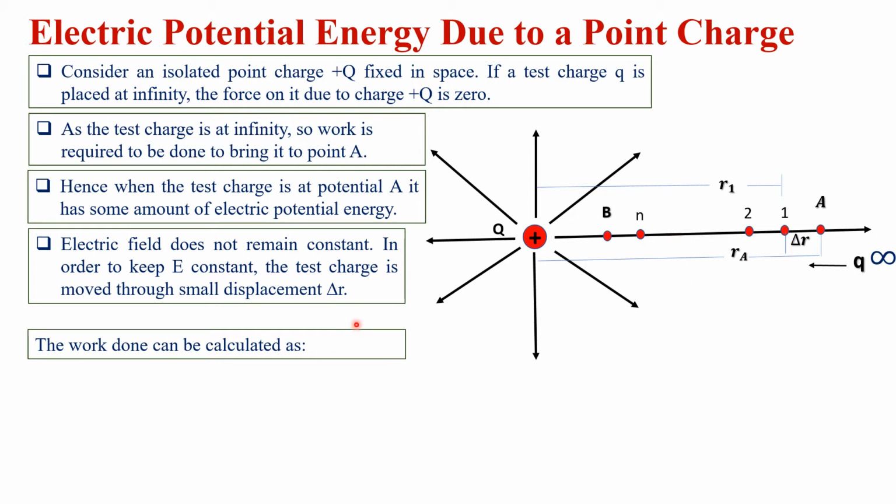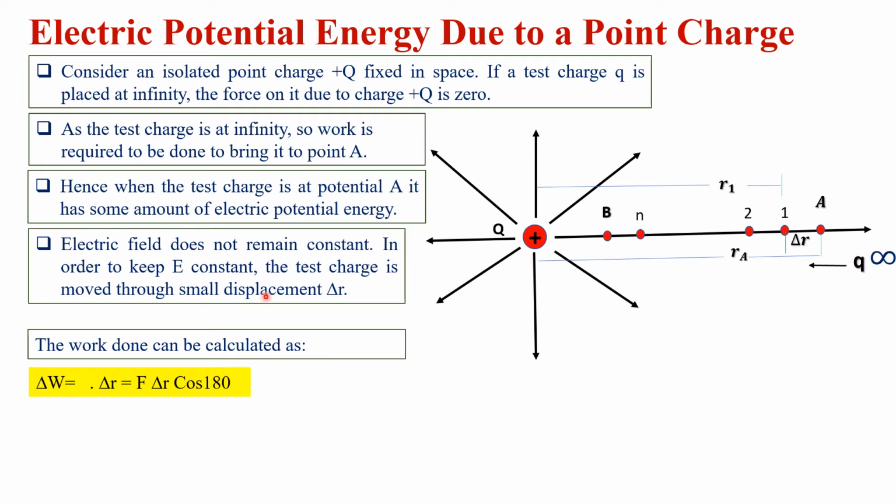Because we are doing some work on this test charge to move it in the electric field of the point charge, this work done can be represented as delta W equals the dot product of force and displacement delta R, which gives us delta W equals F delta R cos theta. Here theta is equal to 180 degrees, because both charges are positive, so the point charge is repelling this test charge.